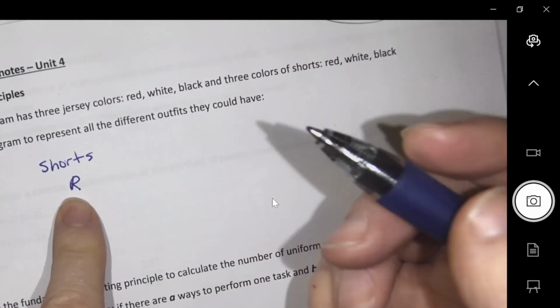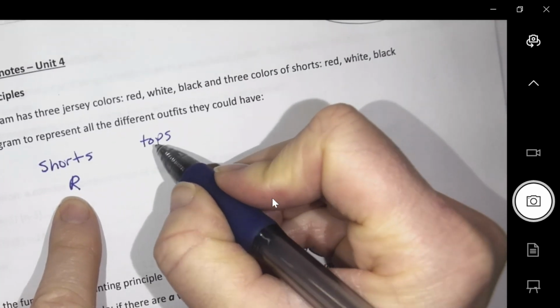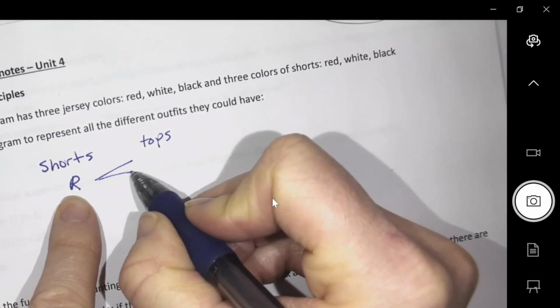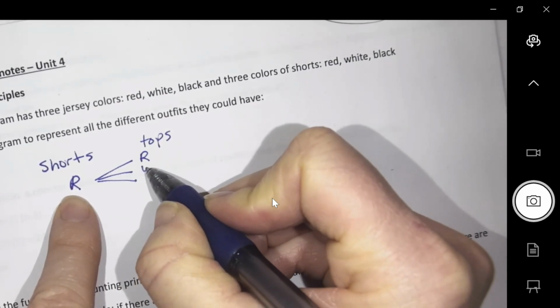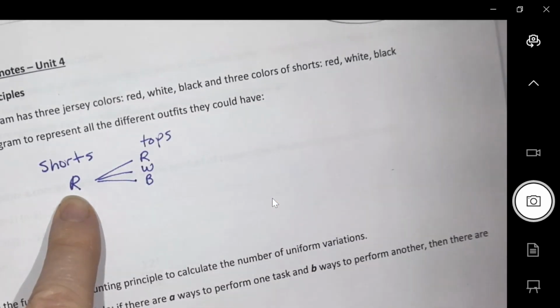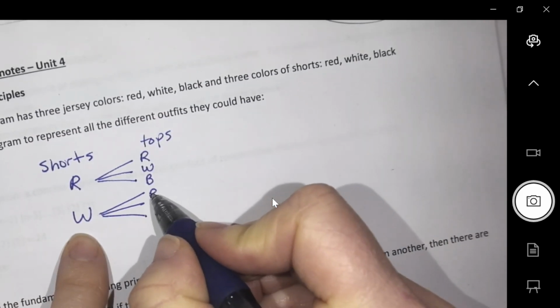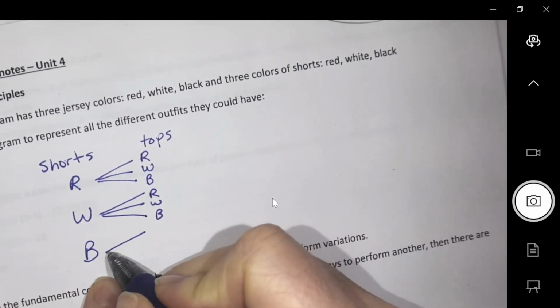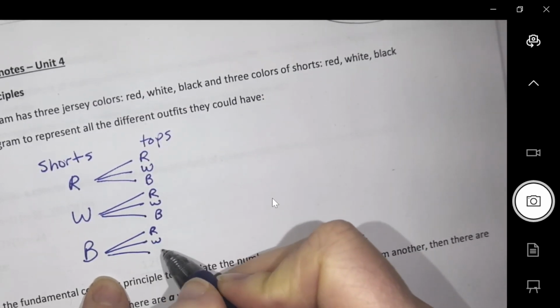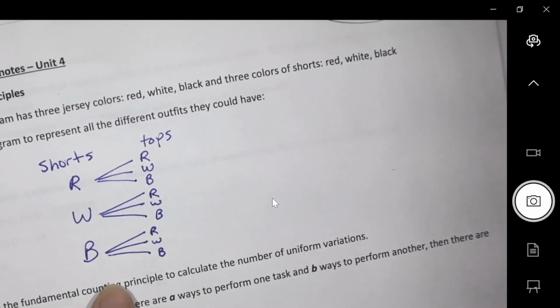Okay, then tops, they could wear red, white, or black. So how many different ways could I have this team wear something for their soccer game? How many different ways are there?